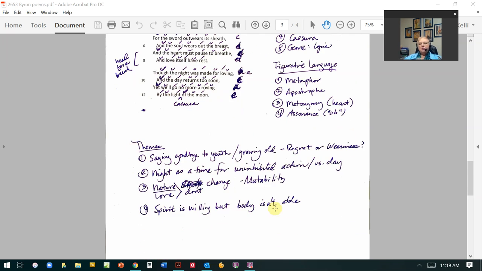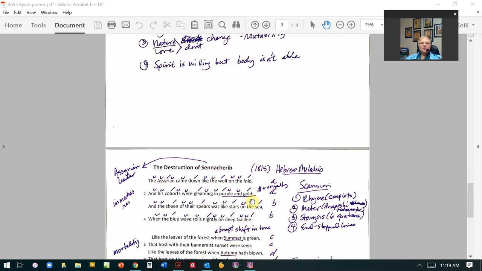And then finally, "the spirit is willing, but the body isn't able" is definitely one of the messages that are coming out of here, right? And so it's kind of a sad, end-of-an-era kind of poem, right?